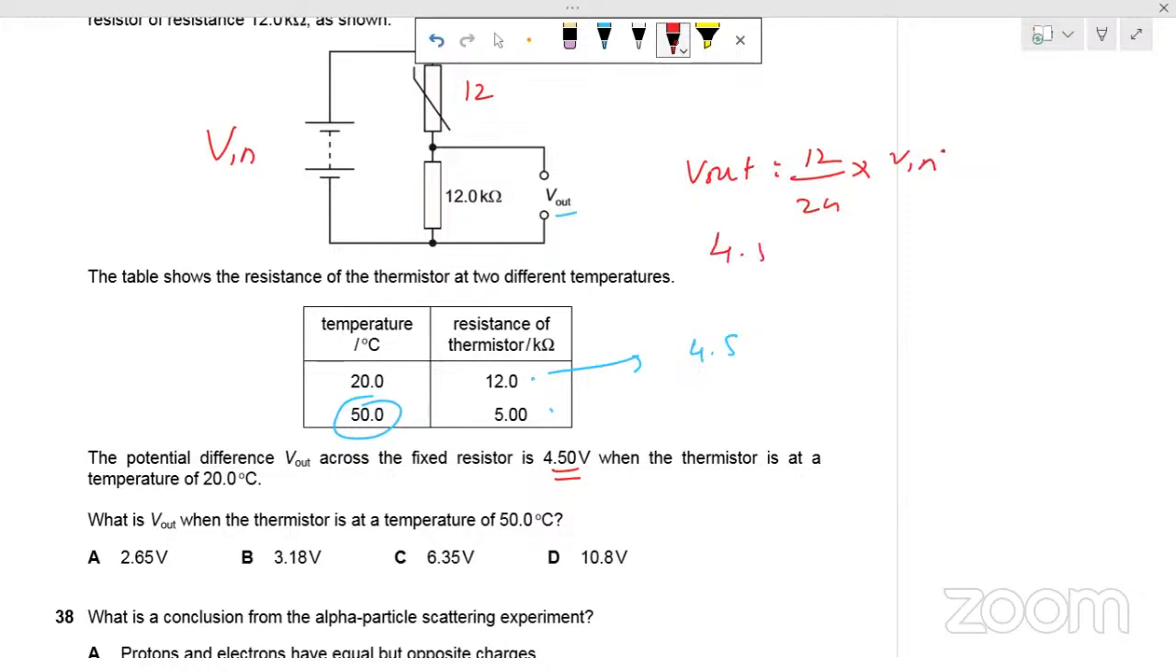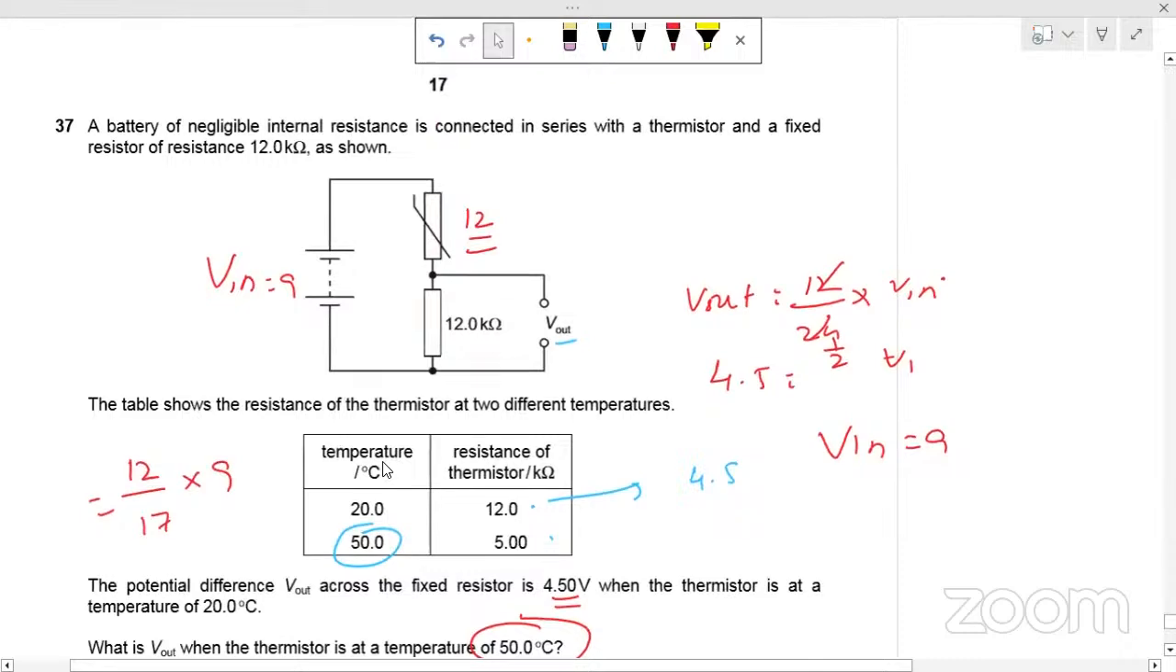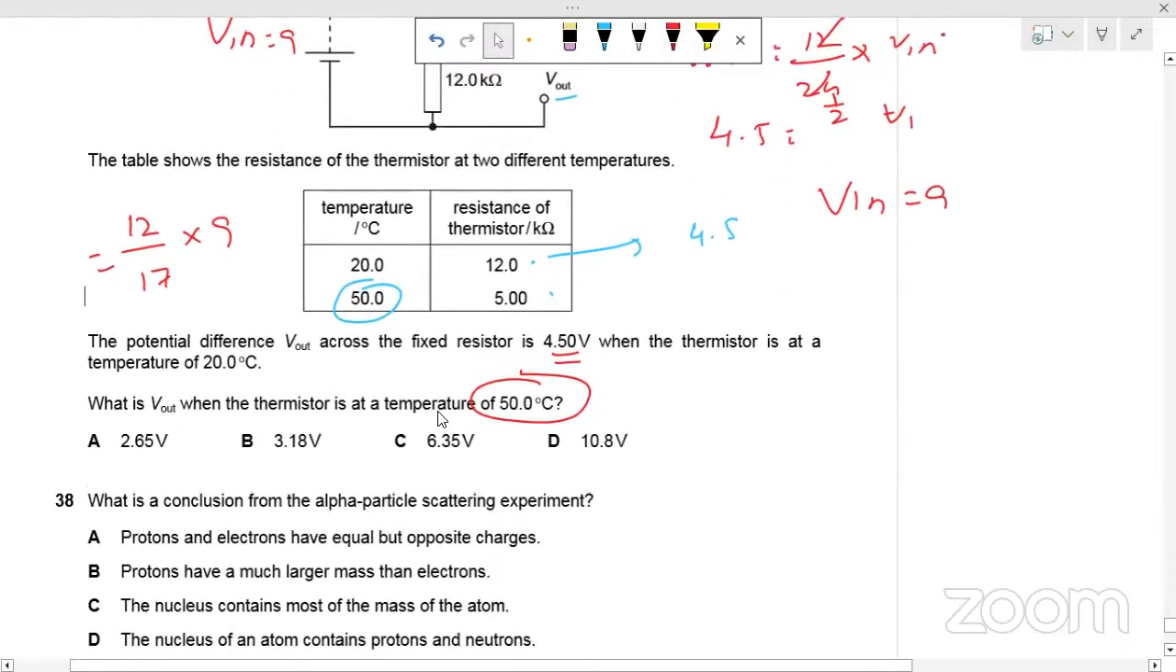If this is 4.5, then V input is 9. So this is 9. Then we have to find it at 50 degrees centigrade. So the 12 divided by its resistance, which is 5.17, multiplied by 9. That will give you V output voltage in this case, which is equal to 6.35.